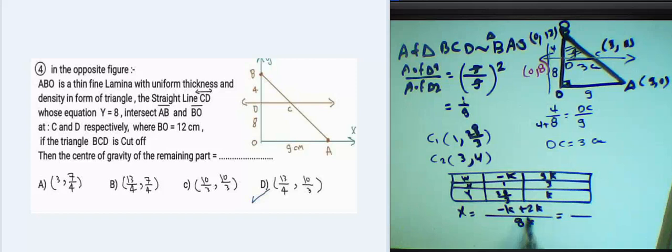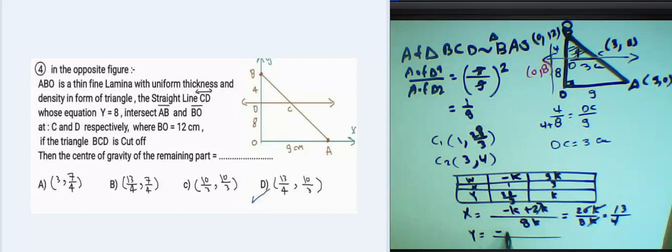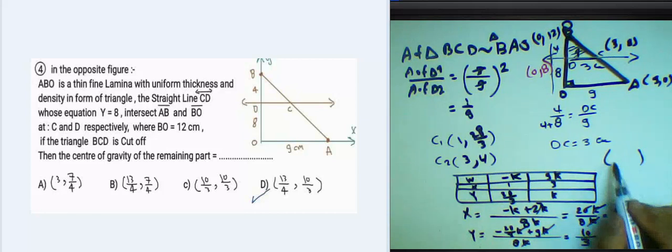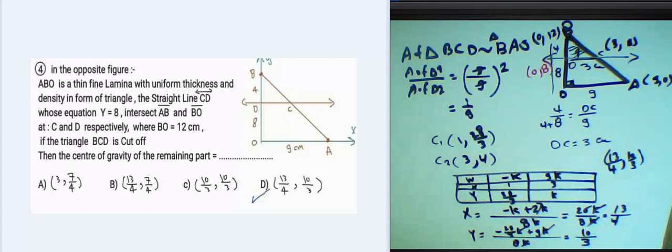Then the result will be what? Again, 3 times 9 equals 27, 27k subtract k equals 26k over 8k, cancel k by k, divided by 2, it will be 13 over 4. And y: negative k times 28 over 3, it will be negative 28 over 3 k, plus k times 9, it will be 9k, the sum of them equals 8k. Then cancel k by k, and the result will be 10 over 3. So the center of gravity of the remaining part will be 13 over 4 and 10 over 3. Letter D.